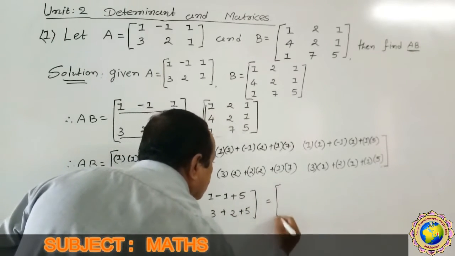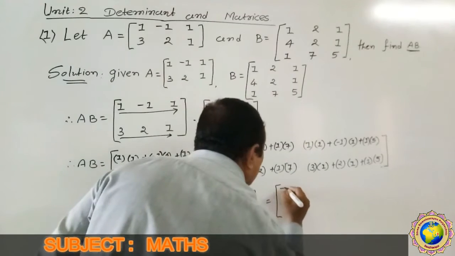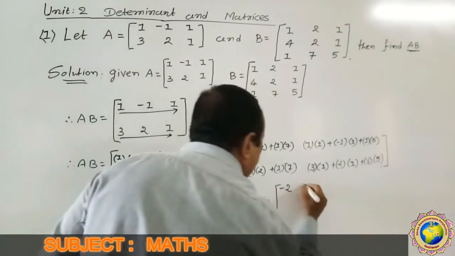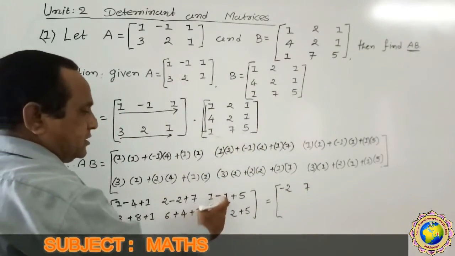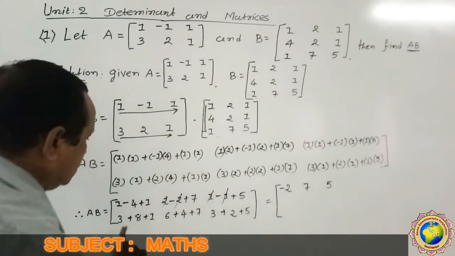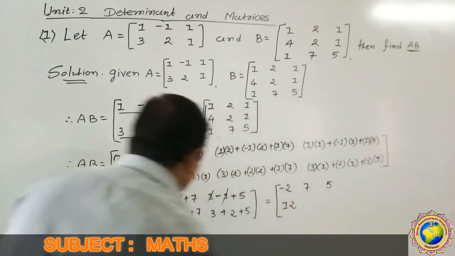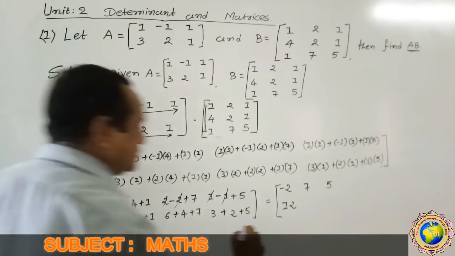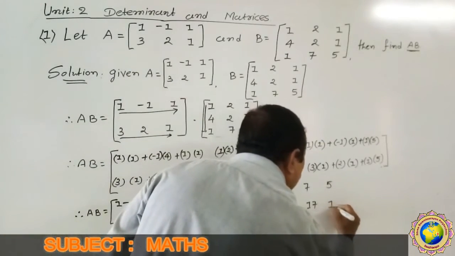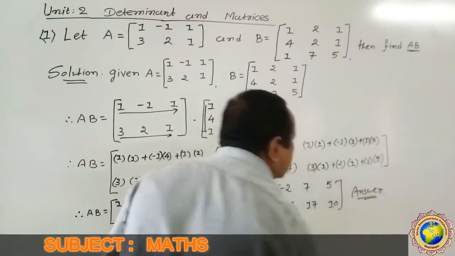So it is equal to: 1 plus 1 is 2, minus 4 into minus 2, minus 2. 2 minus 2 is 0, 0 plus 7, that is 7. 1 minus 1 cancel, that is 5. Plus 1 minus 1, 2 minus 2. 3 plus 8 is 11, plus 1 is 12. 6 plus 4 is 10, 10 plus 7 is 17, and 3 plus 2 is 5, plus 5, that is 10. That is your answer. Clear?